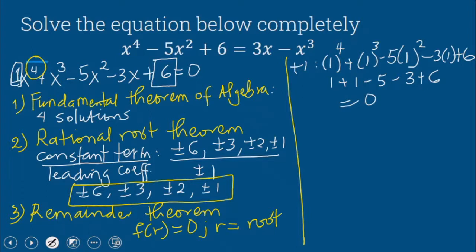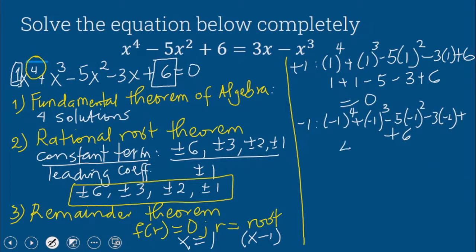So this is telling me that x equals 1 is a root of this equation. So x equals 1 is a root of the equation, meaning that x minus 1 is a factor of the equation. So let's now try negative 1. If you do that, you are going to get 4. So negative 1 is not a root in this case because it doesn't give us 0.